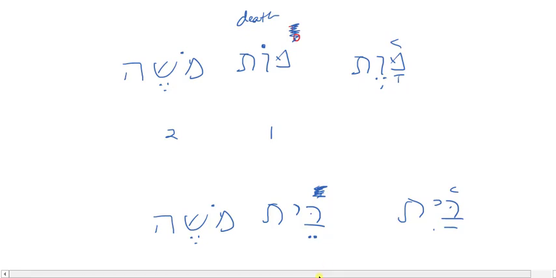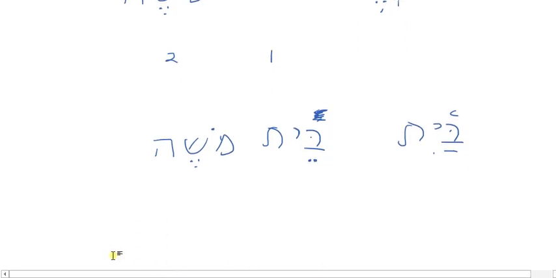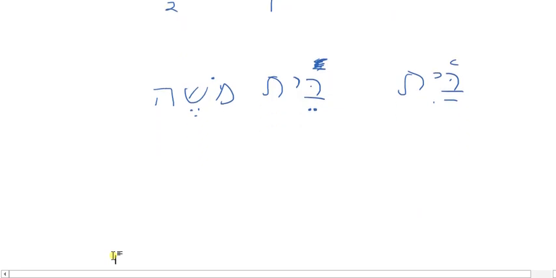All right. Let's move on. Again, this is nothing new. You already knew that nouns like mavet and bayit contract. You just now know why. Construct forms lose their accent.